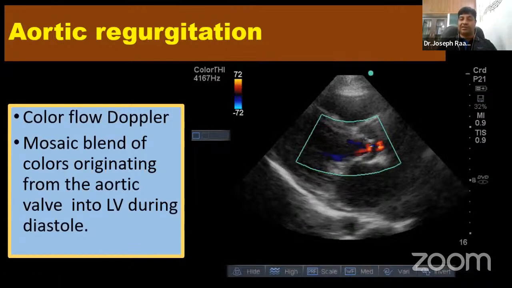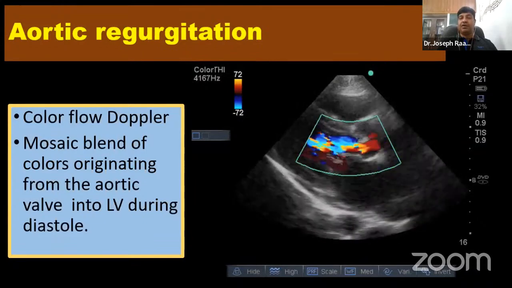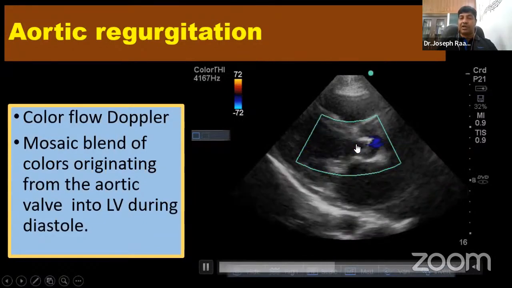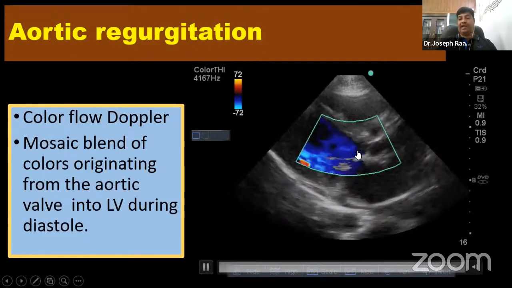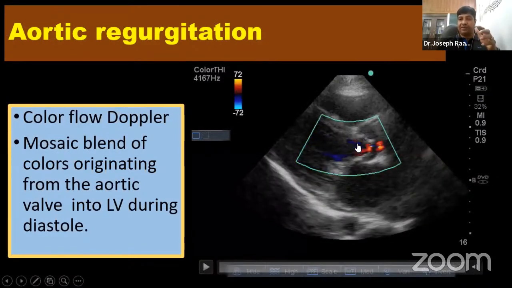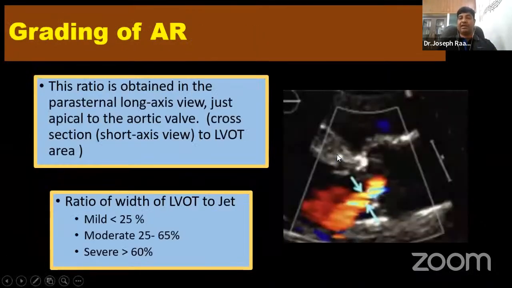So how are we going to assess the severity of aortic regurgitation? Here what we need to know is how much this jet occupies the LVOT area. Whether it is occupying 25%, or more than 50%, or more than 75%, based on that we can analyze the severity. This is the LVOT. If it is occupying less than 25%, then it is mild, and if it is going beyond 65%, then it is considered severe aortic regurgitation.